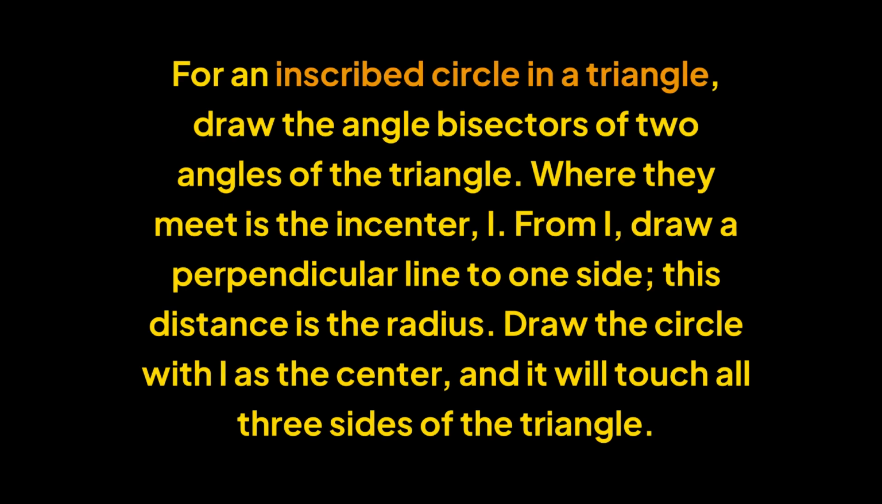For an inscribed circle in a triangle, draw the angle bisectors of two angles of the triangle. Where they meet is the incenter, I. From I, draw a perpendicular line to one side. This distance is the radius. Draw the circle with I as the center, and it will touch all three sides of the triangle.